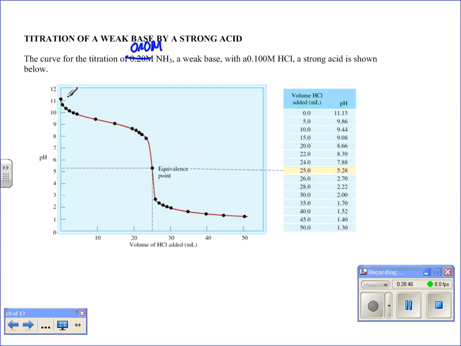And a few features of this, you can see that we've got our buffer region here where the pH doesn't change too drastically leading up to our equivalence point. We're starting with a base, the ammonia solution, and you're adding acid to it. So the pH is gradually changing over time. The equivalence point lies at the midpoint of the steep portion of the curve.